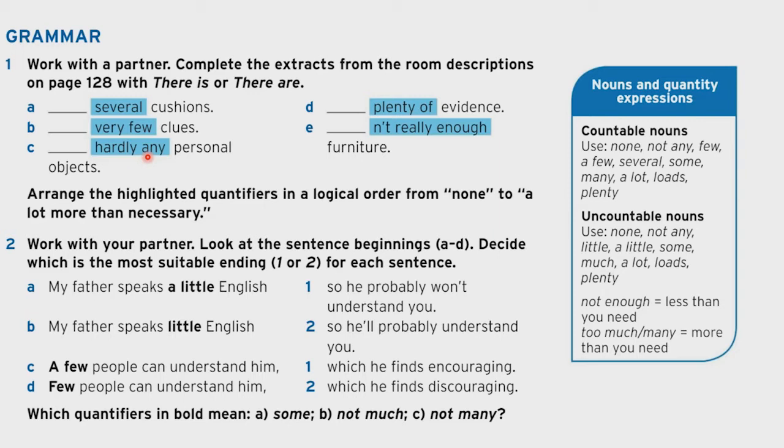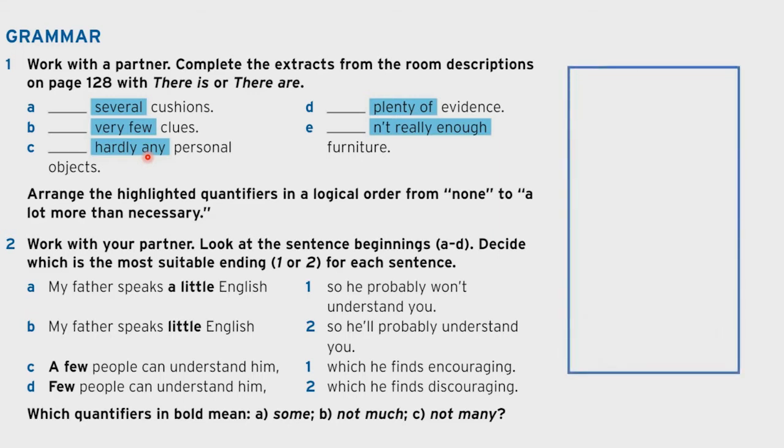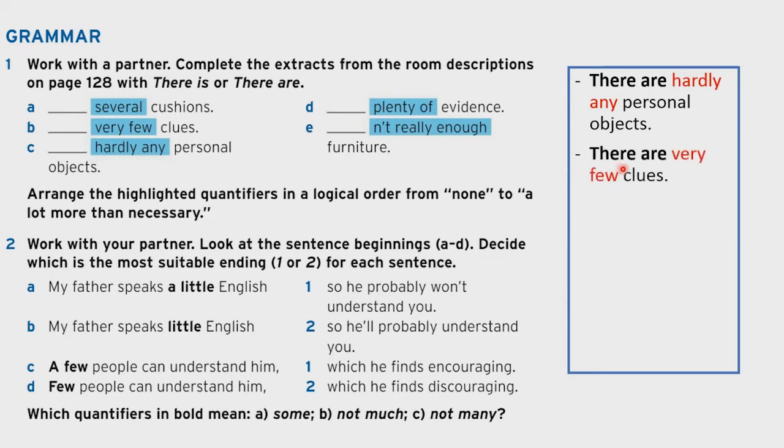Alright, let's check the answers. Let's see. The first one, similar to none, I told you that it is hardly any. And the answer will be: there are hardly any personal objects. Then the number 2 will be very few. There are very few clues.